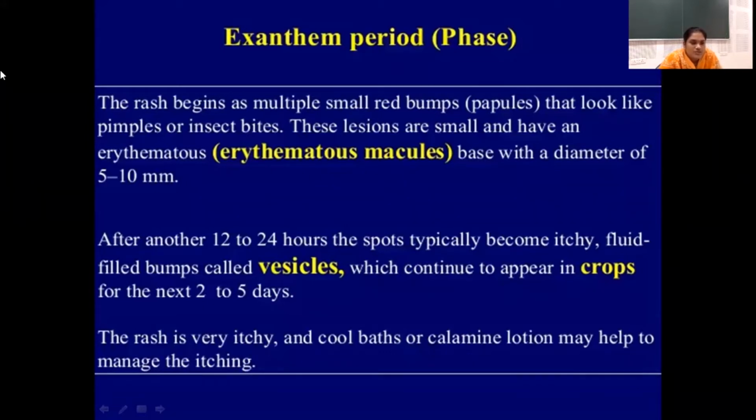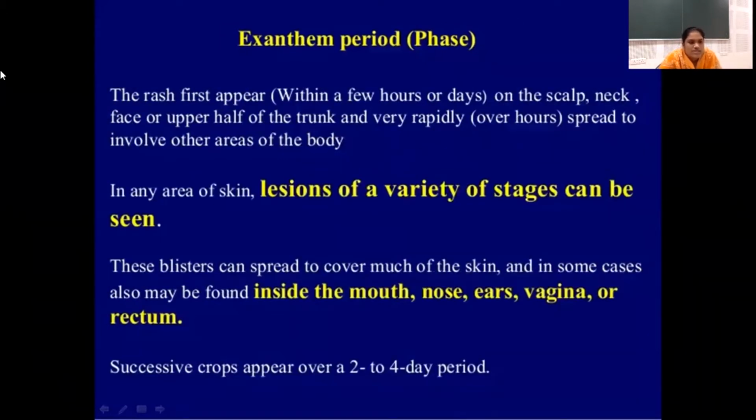After another 12 to 24 hours, the spots typically become itchy, fluid-filled vesicles, which continue to appear in crops for the next 2 to 5 days. The rash is very itchy, and cold baths or calamine lotions may help in managing the itching. The rash first appears on the scalp, neck, face, and the upper half of the trunk, and very rapidly spreads to other areas of the body. The blisters can spread to cover much of the skin, and in some cases may be found inside the mouth, nose, ears, vagina, and rectum.